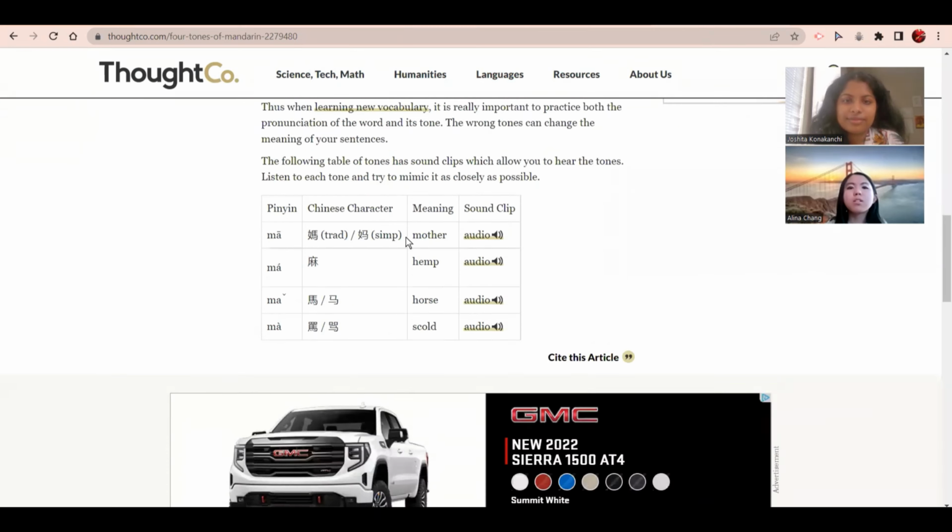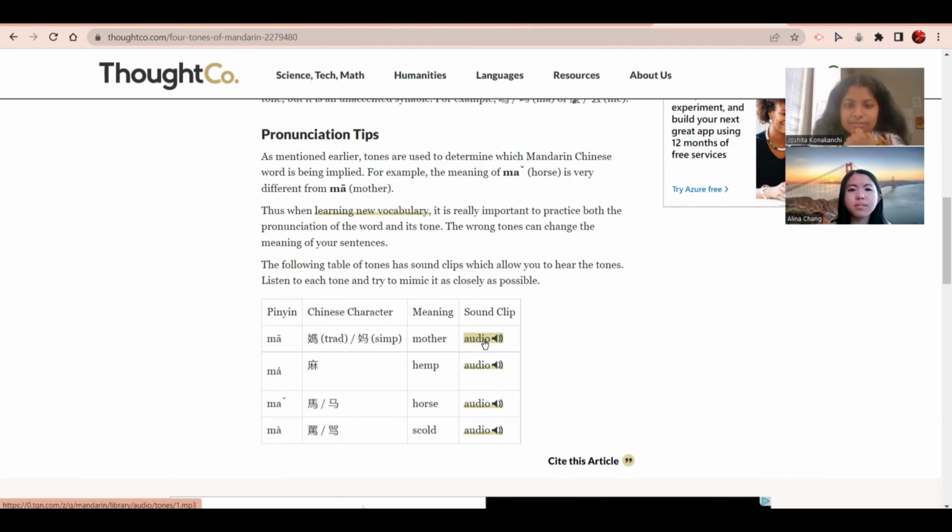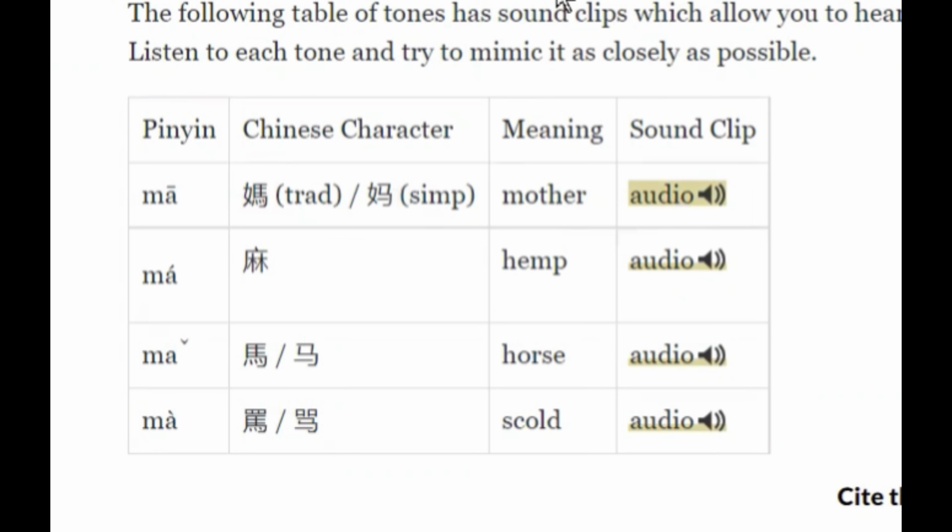Okay, so as you can see here, we're going to be learning from the word ma. For the first tone, let's take a listen to it. Ma. Ma. For this one, the first tone is usually just smooth, and it actually just means mom.